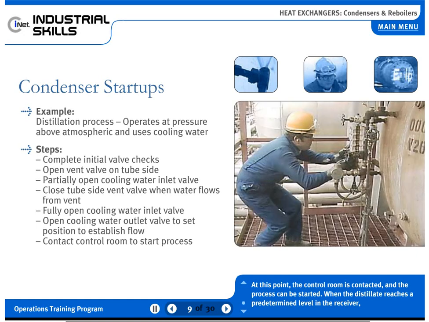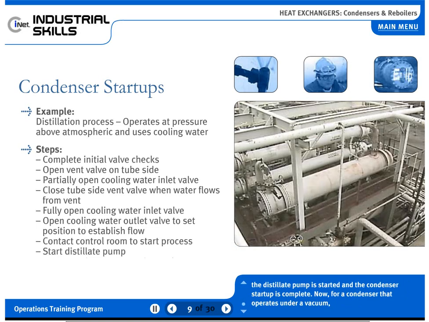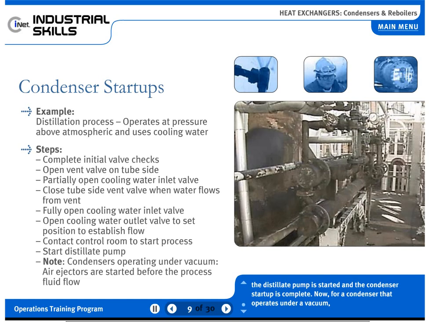When the distillate reaches a predetermined level in the receiver, the distillate pump is started, and the condenser startup is complete. Now, for a condenser that operates under a vacuum, the air ejectors would be started before the process fluid flow is started. This would remove the non-condensable gases from the condenser and create the initial vacuum.